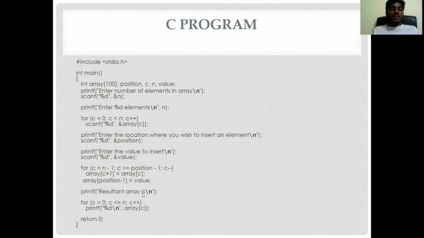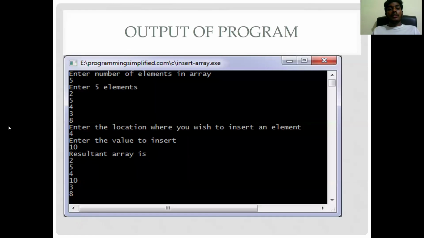printf: Resultant array is. For c equals 0, c less than or equal to n, c plus plus, printf percentage d comma array of c, return 0. This is the code we have to write to insert an element at a certain position. Then we'll get an output.